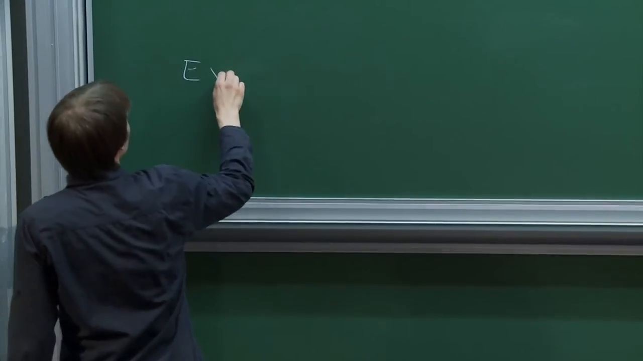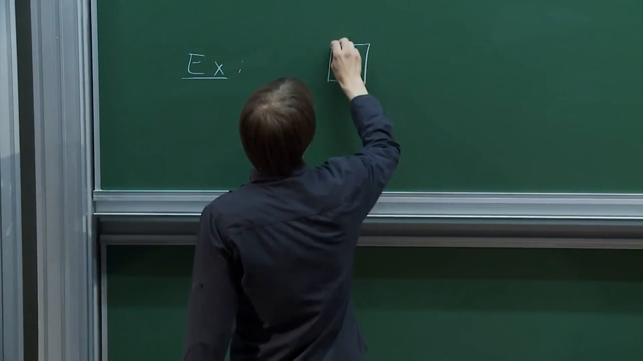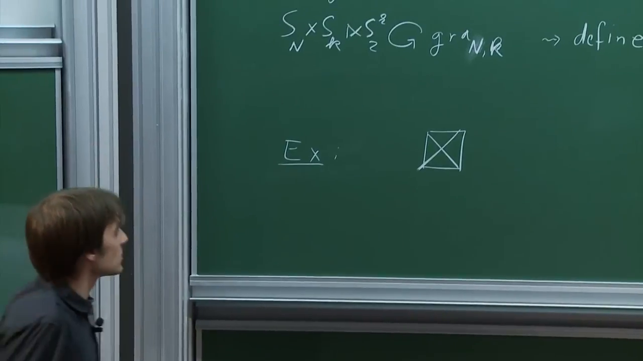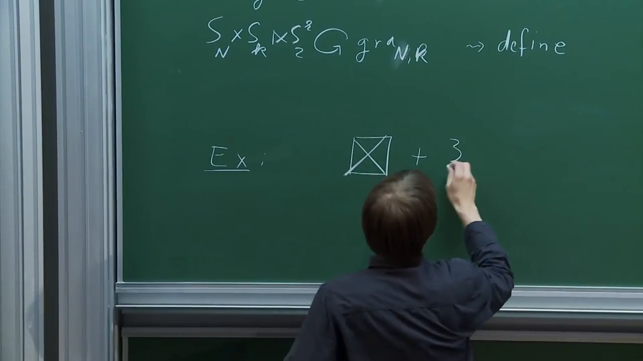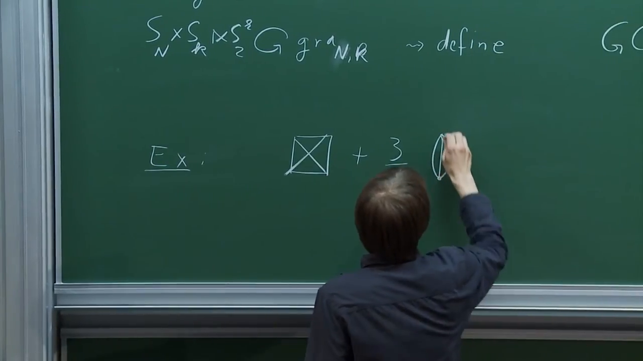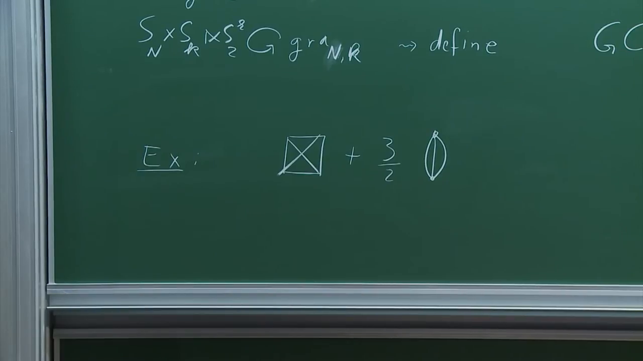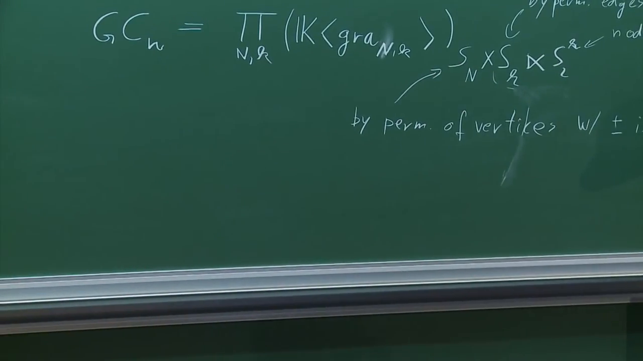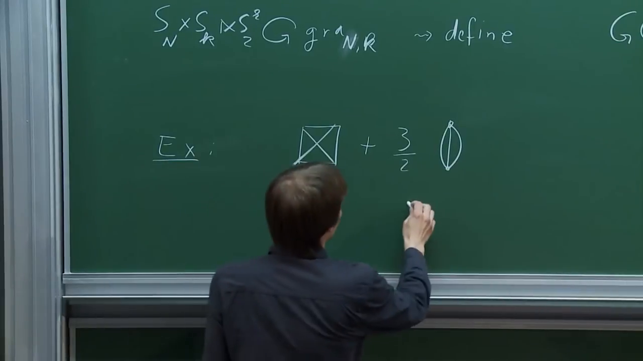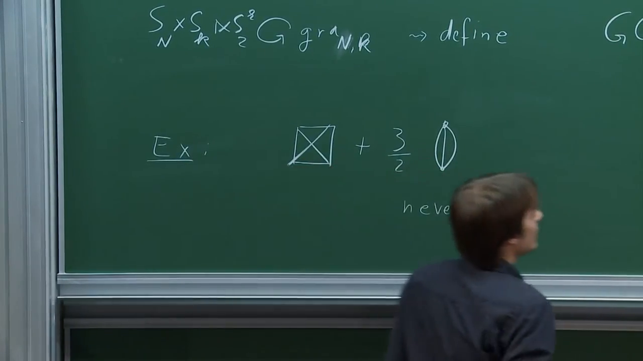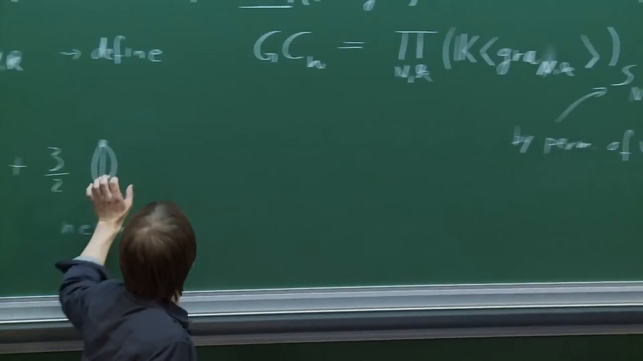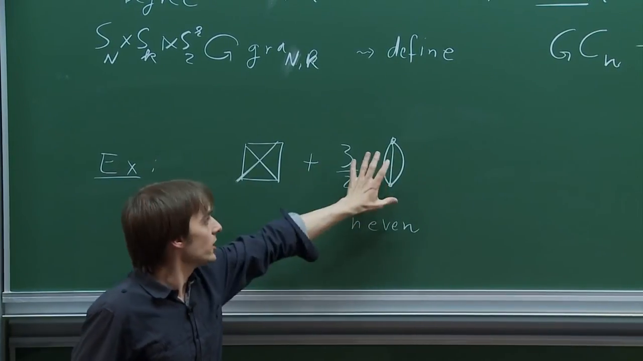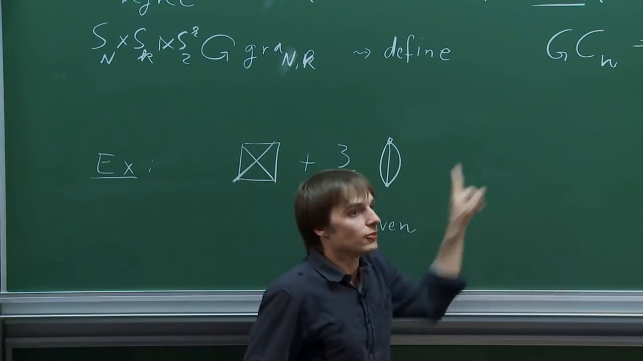So let's just give some example. Elements of my complex are just linear combinations of these isomorphism classes of graphs. For example, this one plus, I don't know, 3/2 times this one, let's say. But one thing to note is that if the graph has an odd symmetry, using these sign conventions, then the graph is zero. So for example, for n even, we know that the edges are odd, and this graph has a symmetry by interchanging two edges. So this has an odd symmetry, and this graph will actually be zero in GC_n for n even.